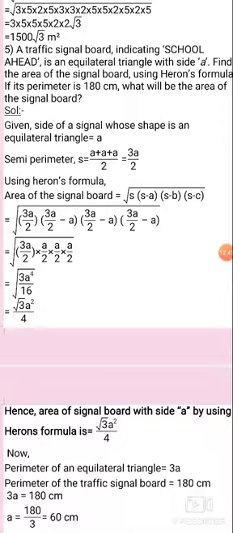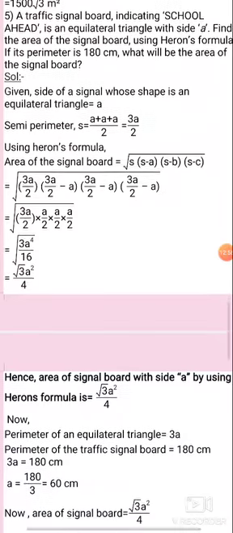So the perimeter of the equilateral triangle is what? 3a. The perimeter of the traffic signal board is what? 180 centimeter, which is given in the question. Now 3a is equal to 180 centimeter. a is equal to what? 180 by 3 is equal to 60 centimeter.